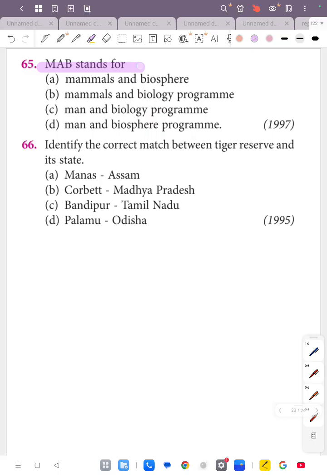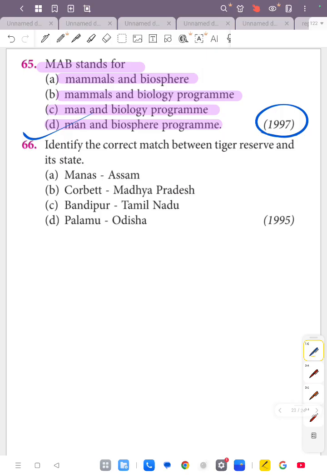MAB stands for Mammals and Biosphere, Mammals and Biology Programs, Men in Biology Program, or Man and Biosphere Program. This was asked in 1997, but somewhere still holds relevance, because if you study the topic biosphere reserves, they do talk about the MAB programs. So the correct answer would be option number D. It's the Man and Biosphere Program.